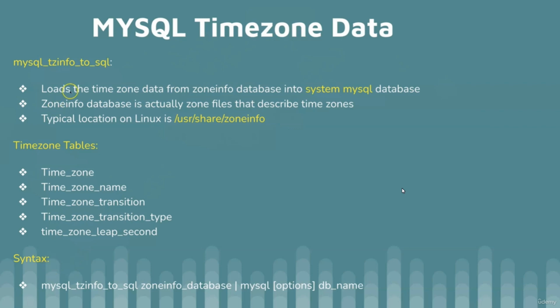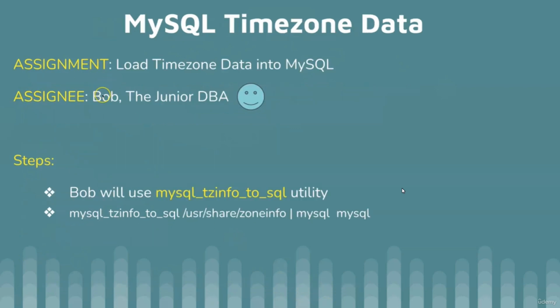The syntax to load this time zone data is this utility, mysql_tzinfo_to_sql, and then you provide the zoneinfo database, in this case this directory path, and then pipe into MySQL, then the options mean username, password, and then the database name. So Bob got this assignment that he needs to load the time zone data into MySQL. Bob is going to use this mysql_tzinfo_to_sql utility, with the path of the zoneinfo database, piped into MySQL and the database name. Here we are skipping the --user and --password because in the previous lesson we have already configured this. So let's see how Bob does this.